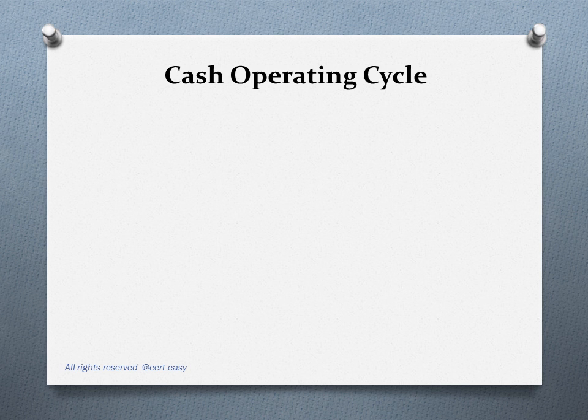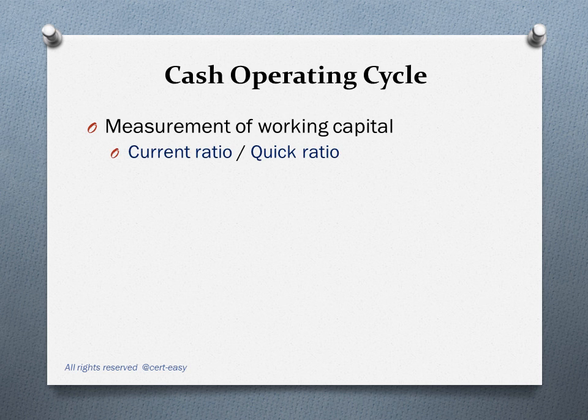Before we go to learn the cash operating cycle, let's have a quick revision of some financial ratios. They are not only the basics for the calculation of the cash operating cycle, but also help us understand the underlying concepts behind. How can we measure working capital in terms of financial ratio? Usually, we calculate the current ratio or quick ratio.